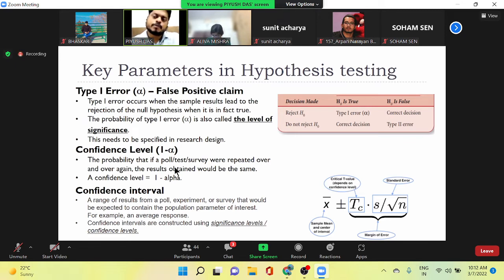Type 1 error you have to mention in your research. Okay, I am accepting 5% error. My alpha, or level of significance, or significance level is 5%. That means 100 minus 5%, that is 95%. I am confident that if I repeat this research, if I did this research in Odisha, if I did this research in a different sample, I'll get a similar result.